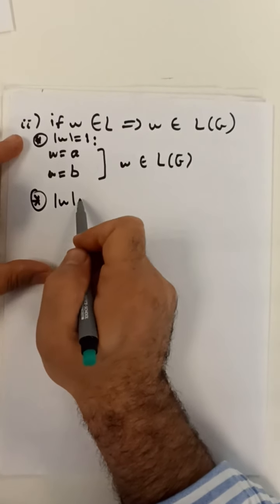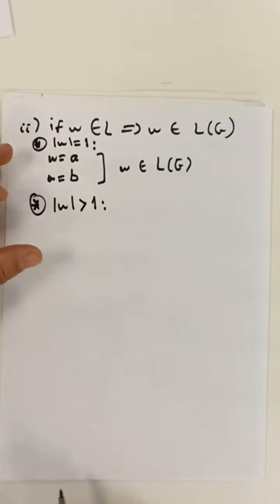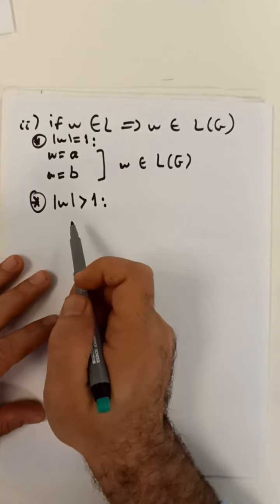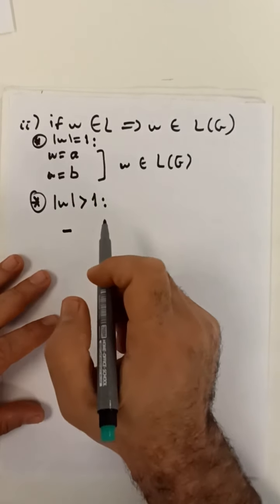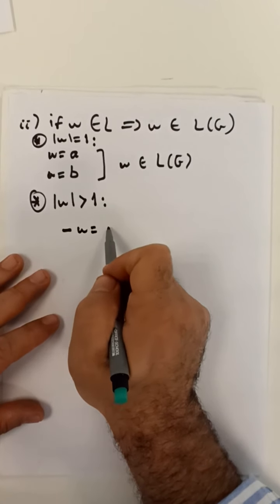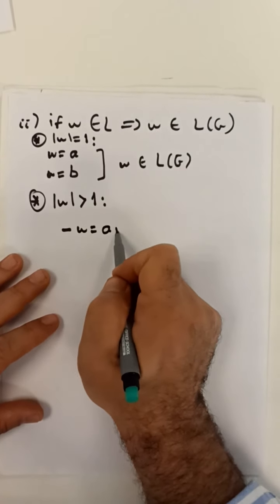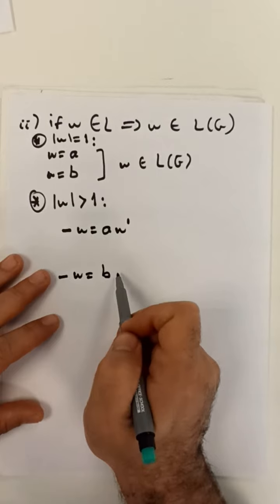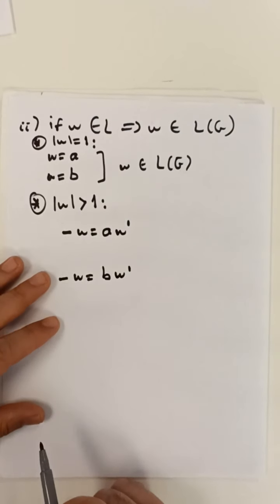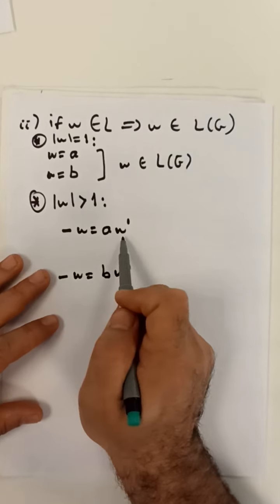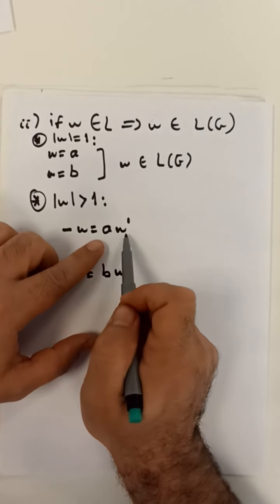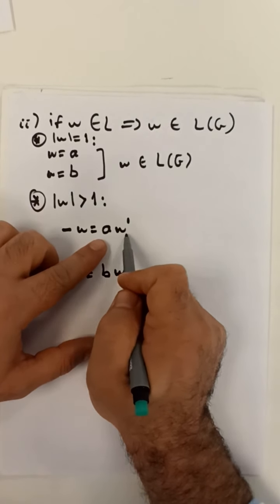Now consider the case where the length of W is greater than 1. We will consider two subcases. One of them is W starts with an A, followed by some string W prime. The second case is W starts with a B, followed by some W prime. Now if we check the first case, where W starts with A followed by some string W prime, and W belongs to the language, what is the property that we expect from this W prime?